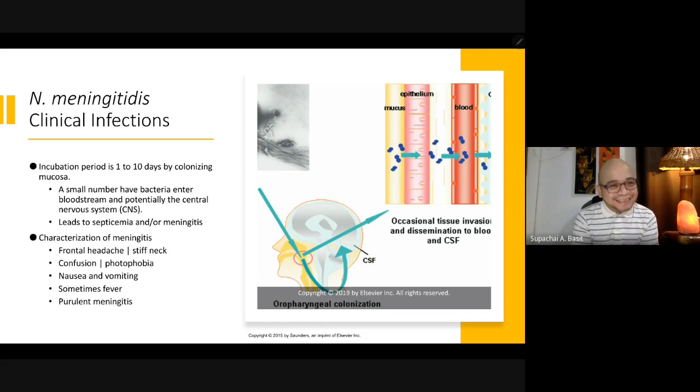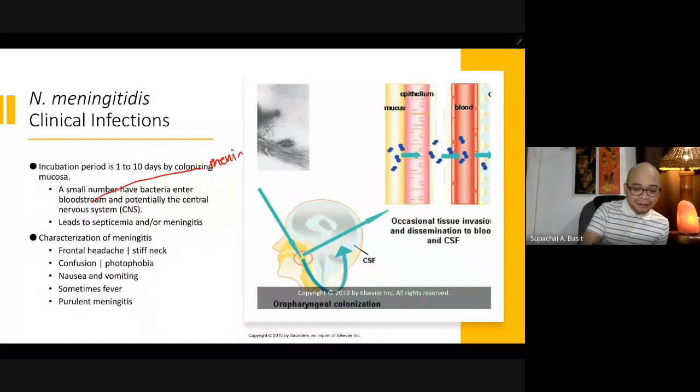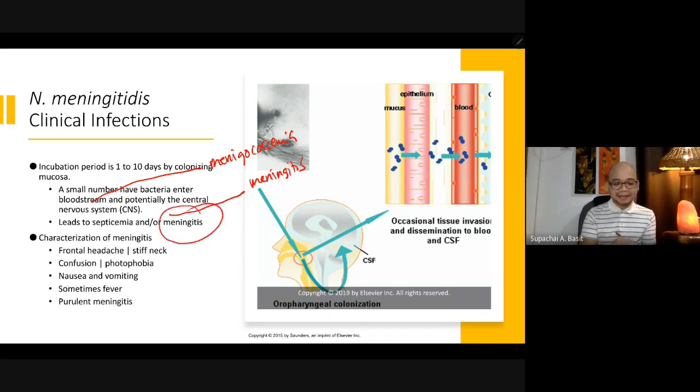Neisseria meningitidis, the incubation period is between 1 to 10 days by colonizing the mucosa. So, as I told you, it will first start with respiratory droplets. So, it will now go to the mucosa. A small number of bacteria have entered the bloodstream. So, when it is in the bloodstream, we call it meningococcemia. And then it will now go to the CNS. When it is in the CNS, we now call it meningitis. It will lead to septicemia or meningitis.